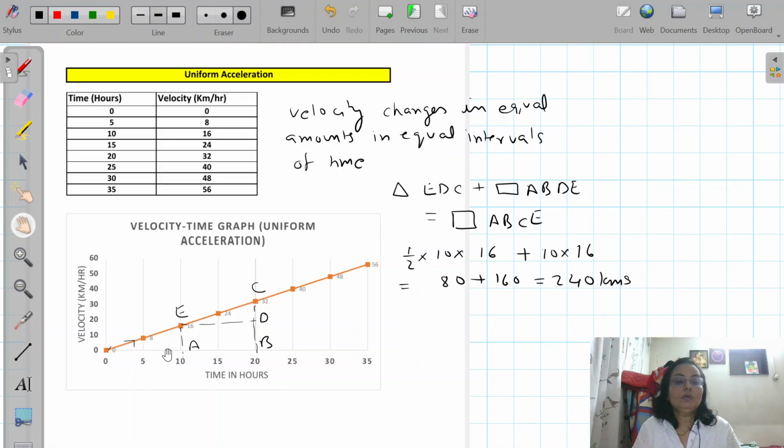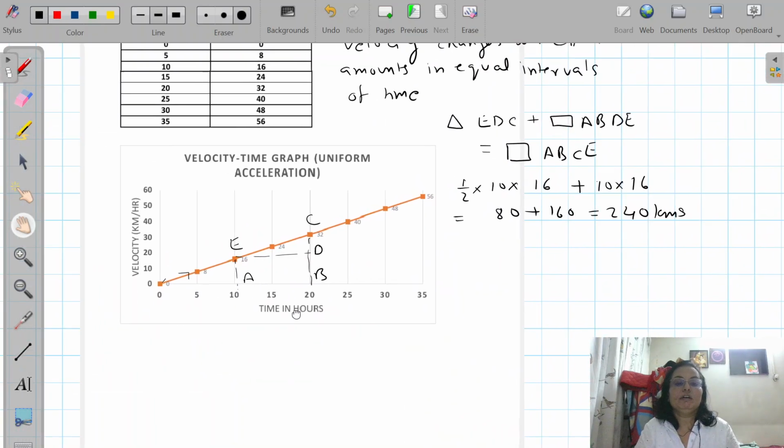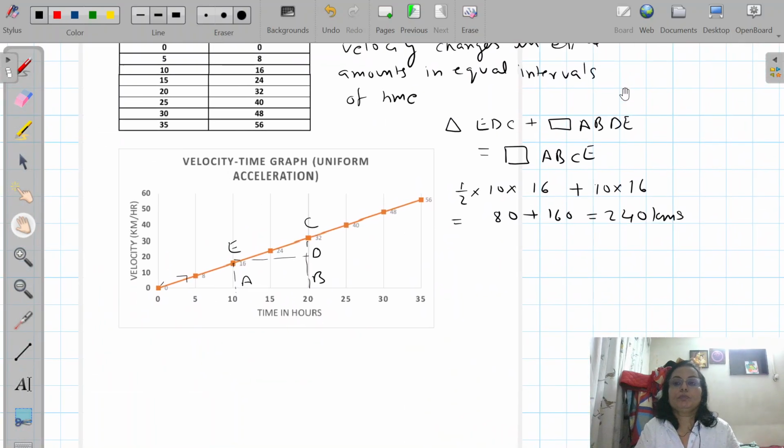So we know now that the area of a velocity time graph will give us distance. The slope of the velocity time graph will give us acceleration, but the area under the graph will give us distance.